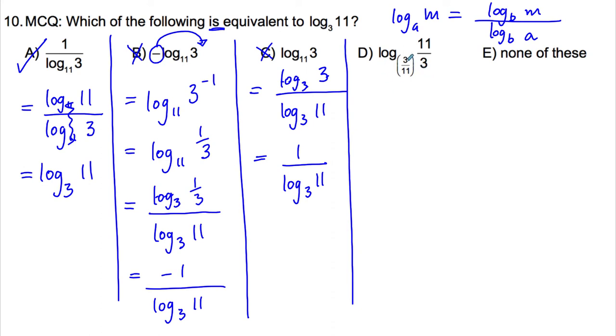In part D, we have a base of 3/11, and we want a base of 3. So we do the same change of base formula. Log base 3 in the top and log base 3 in the bottom. And then we put the 11/3 as the power of the top and 3/11 as the power in the bottom. And this really isn't getting us anywhere. So we can be fairly convinced, since we found one already, that it's the correct one. None of these isn't the answer because we found A.